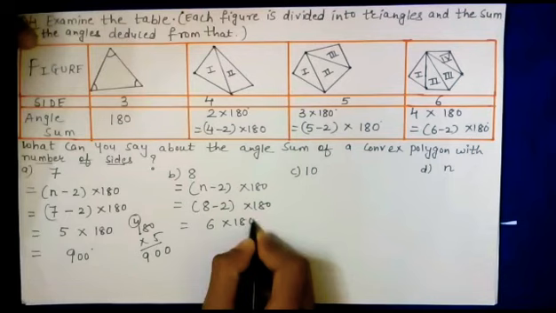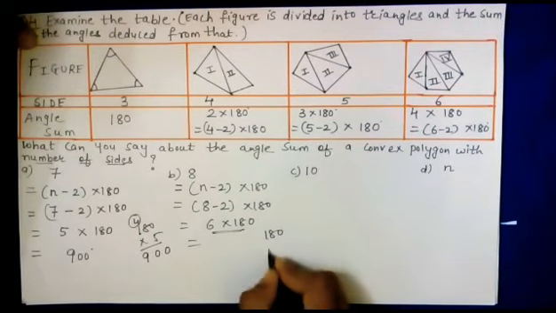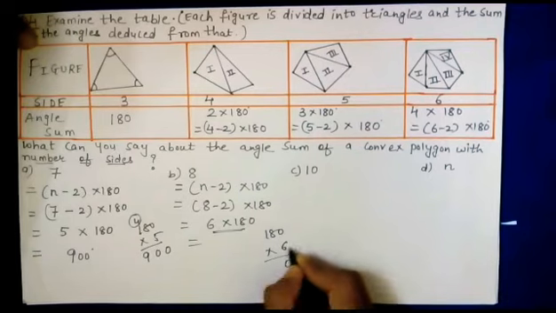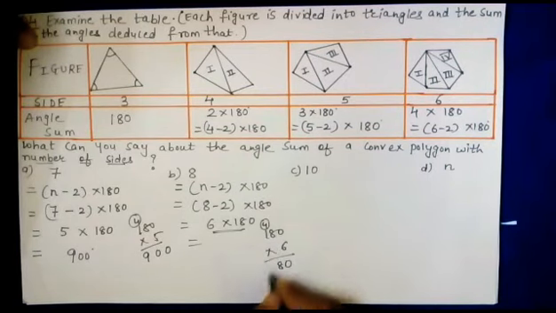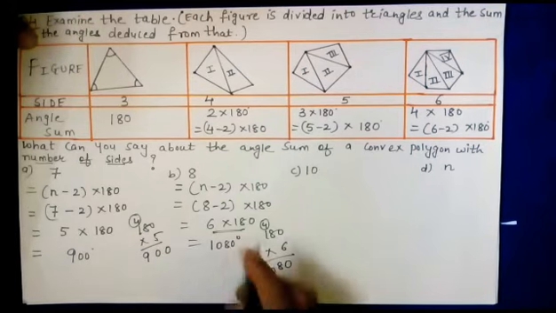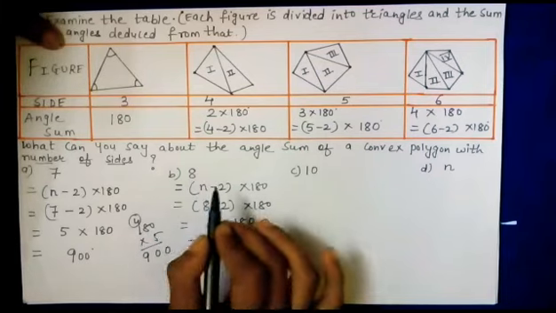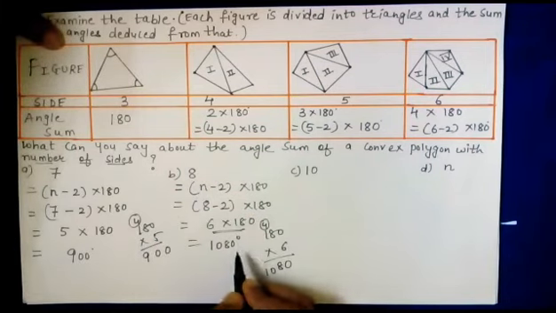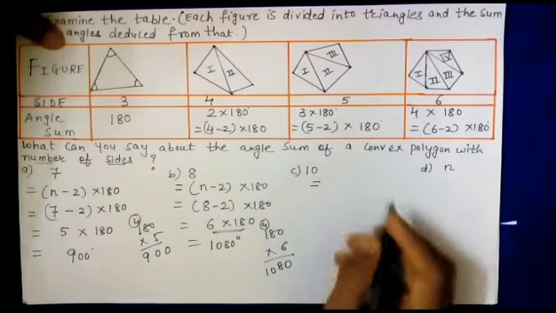So 6 into 180. Now we have to multiply this. So 180 into 6. 6 zeros are 0, 6 8s are 48, 8 carry up 4. Now 6 ones are 6 plus 4 is 10. So 1080 degrees. So the polygon having 8 sides, what will be the angle sum of that polygon? It will be 1080. Now coming to the third question, here the number of sides is given to us as 10.